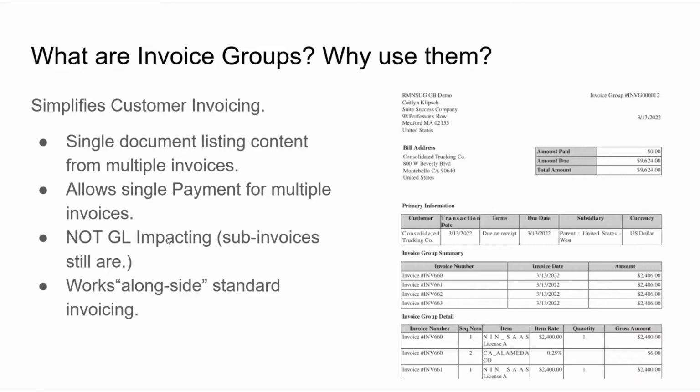It is not GL impacting. The actual GL impact is the sub invoices, so conceptually it's still pretty easy to think about. And it doesn't replace invoicing. It still works alongside it. So with this turned on, you can still send an invoice group and a separate individual invoice or separate invoices. The maximum number of invoices is 100.